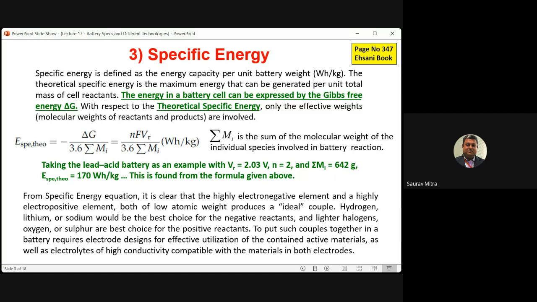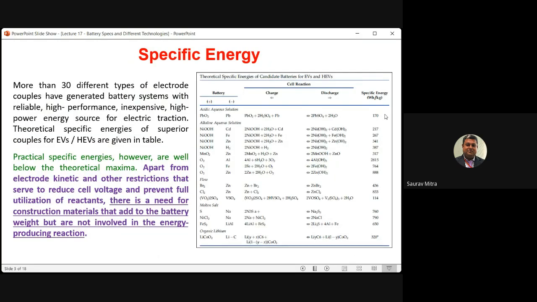To put such couples together in a battery requires electrode designs for effective utilization of the contained active material, as well as electrolytes of high conductivity compatible with the materials in both electrodes. So all this discussion we had seen last day, but today there is some discussion on the specific energy, and we are finding this table.